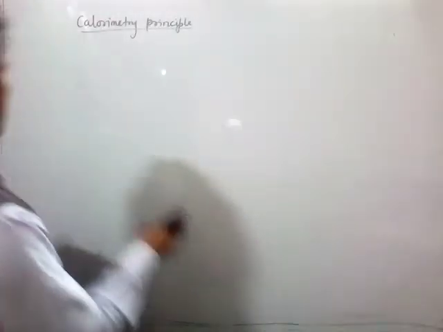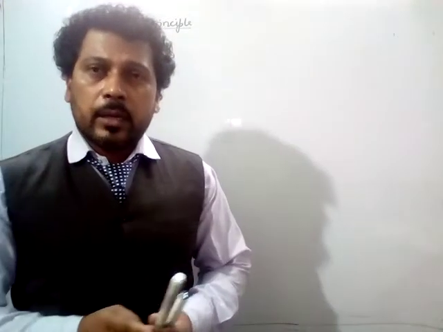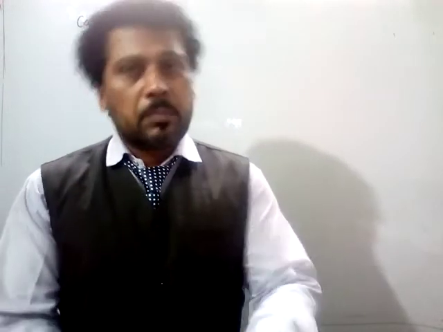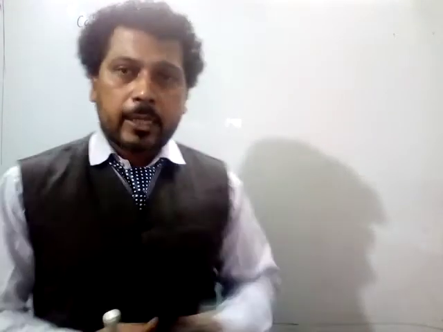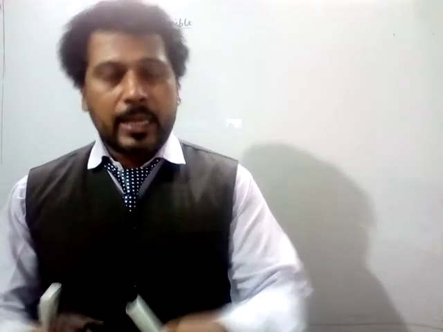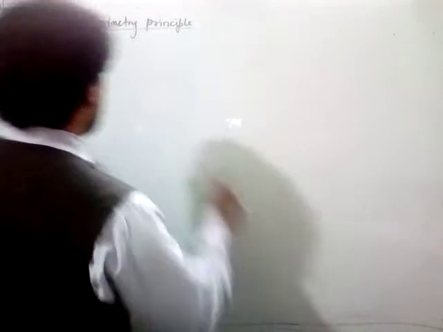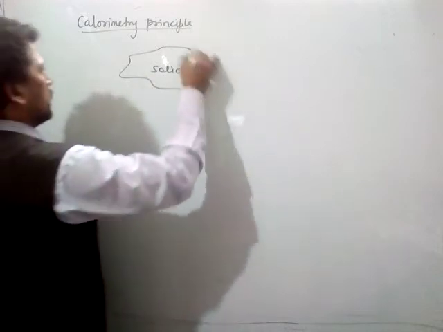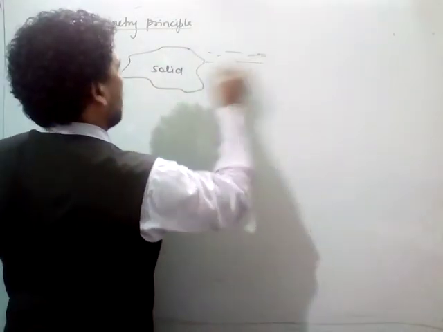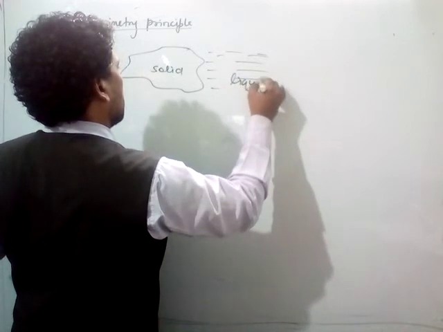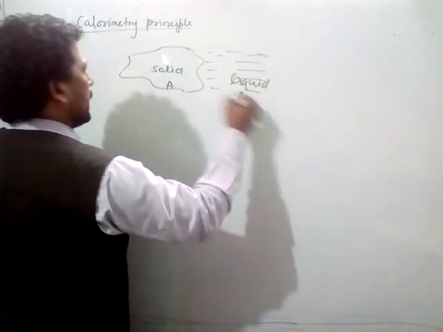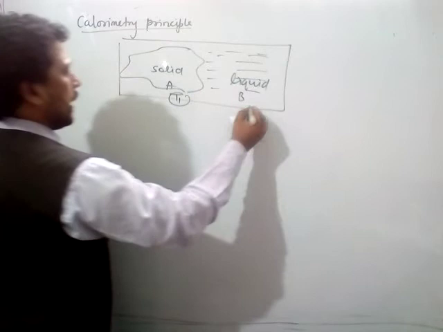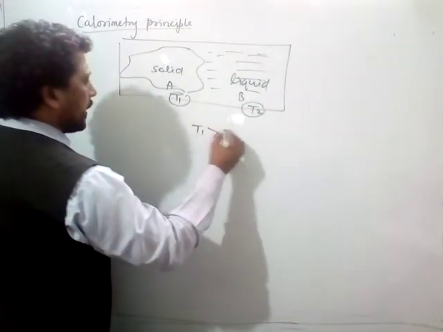In calorimetry, there are two bodies, in which one is solid and the other is liquid, or both may be liquid. Let this be the solid A and this be the liquid B, mixed together. Its temperature is T1 and this temperature is T2, where T1 is greater than T2.